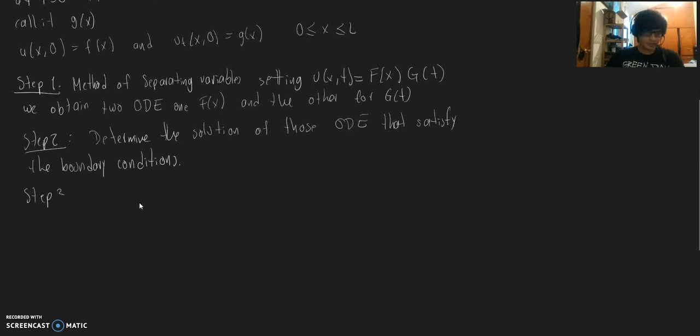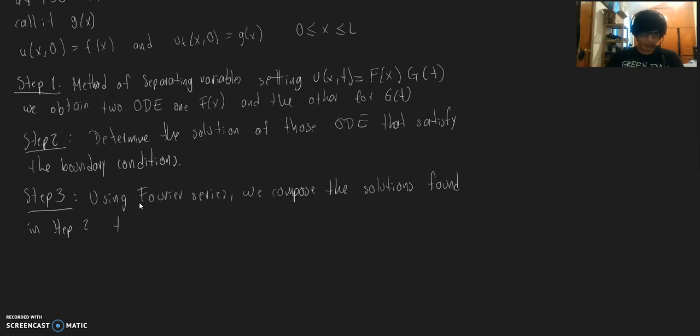And as step 3, using Fourier series, we compose the solutions found in step 2 to obtain a solution of the original partial differential equation satisfying both the boundary conditions but also the initial conditions.